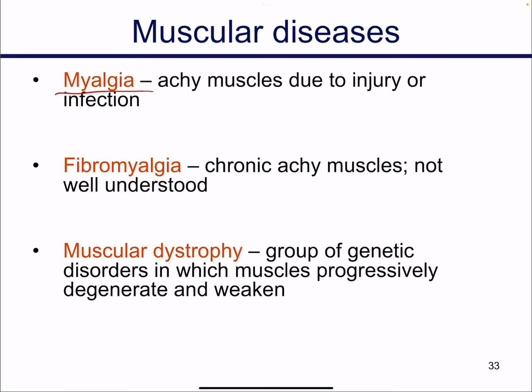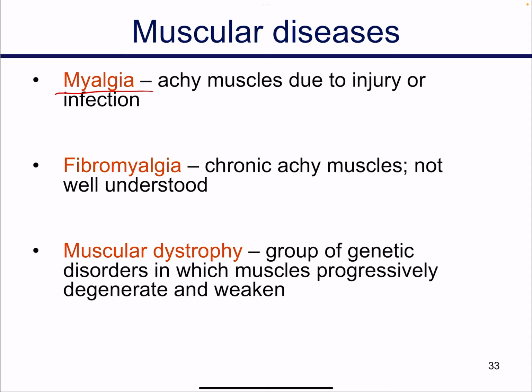Myalgia. Myalgia are basically situations where the muscles are itchy, and this is happening due to injury or an infection. Fibromyalgia. This is a chronic itchy muscle, right? We don't know exactly what the root cause of fibromyalgia is, but it happens in our community more often than we want to see it.